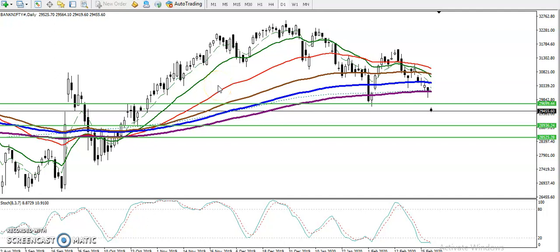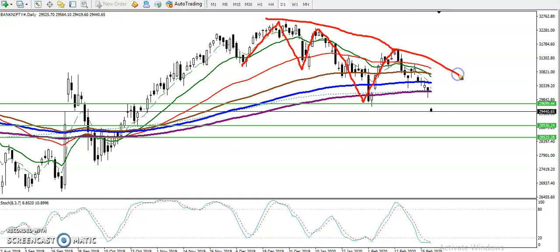Alright guys, this is Bank Nifty on the daily chart. Now you can see Bank Nifty just opened a gap down, and if you want to see, Bank Nifty was creating lower lows and lower highs, lower lows and lower highs. Again they create a lower low, that was a resistance line somewhere here like that.